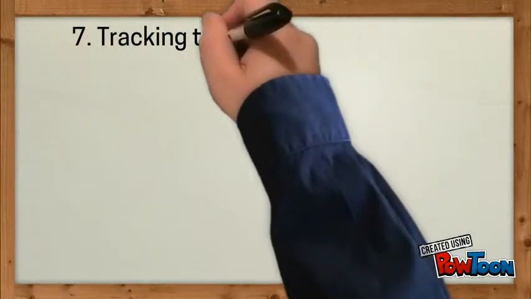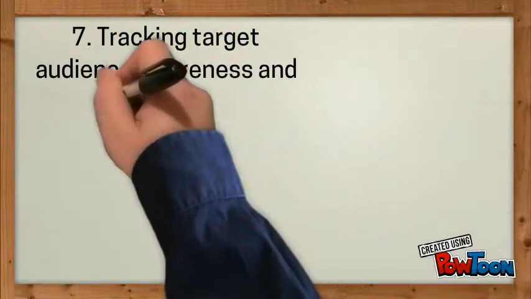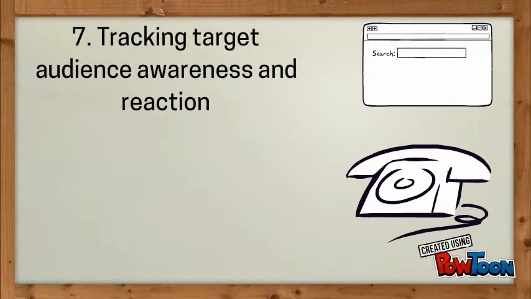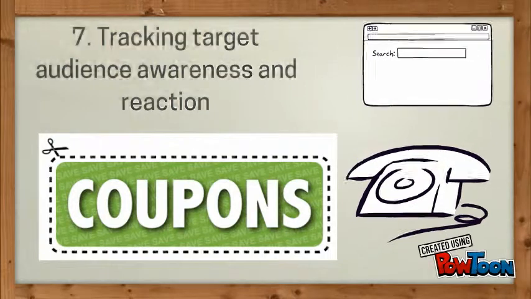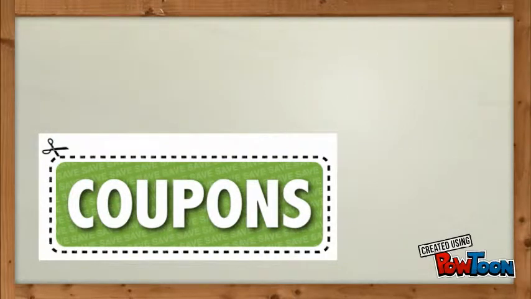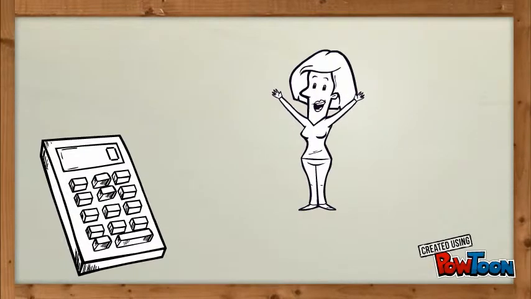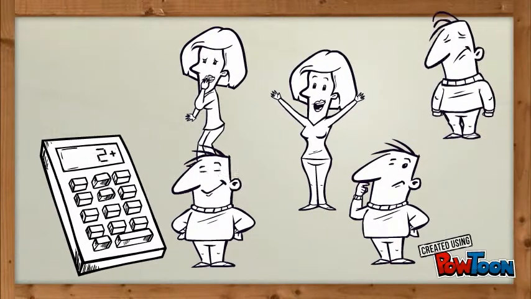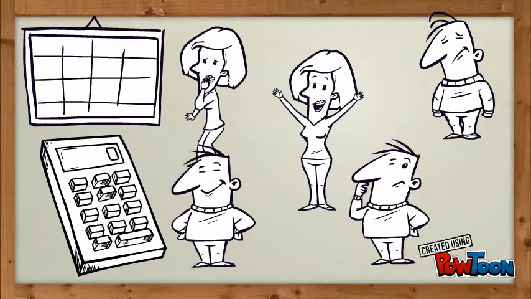We can track audience awareness and reaction by building active response mechanisms into the dissemination effort itself, such as a telephone number, a web address, or provide a coupon which we can track. It's important to note that quantitative tracking studies provide a means of monitoring reactions among the population as a whole, which is important to any project or program.